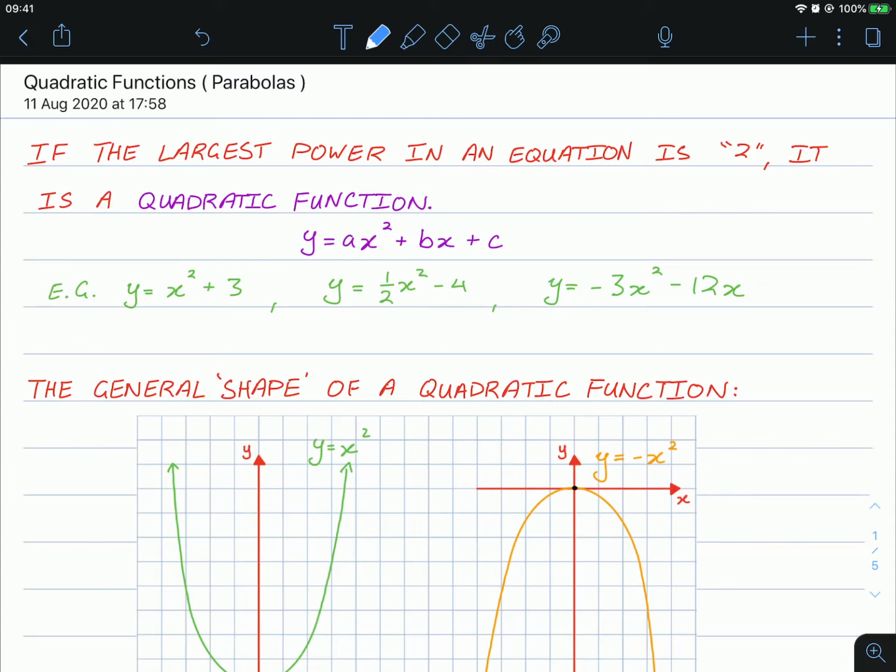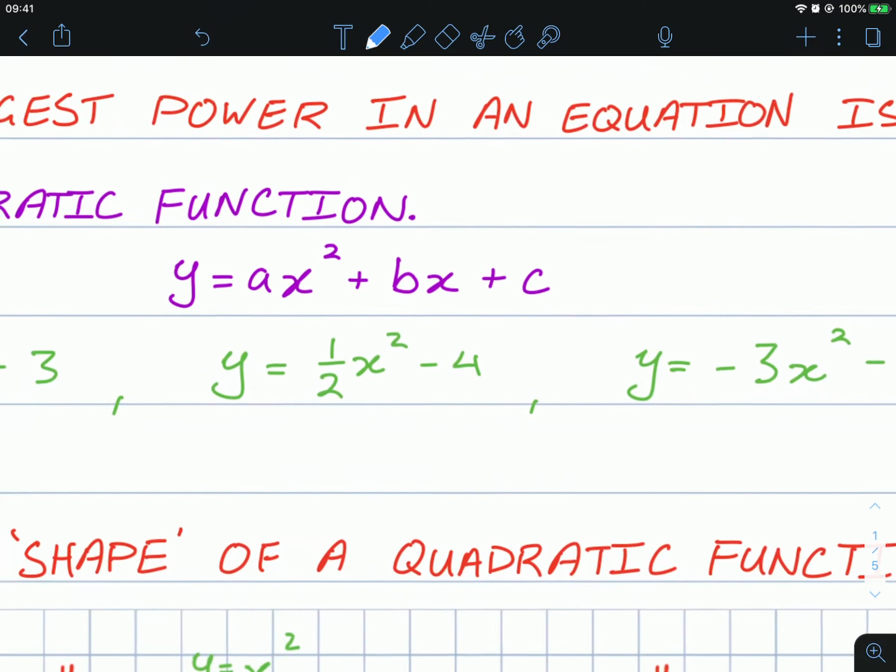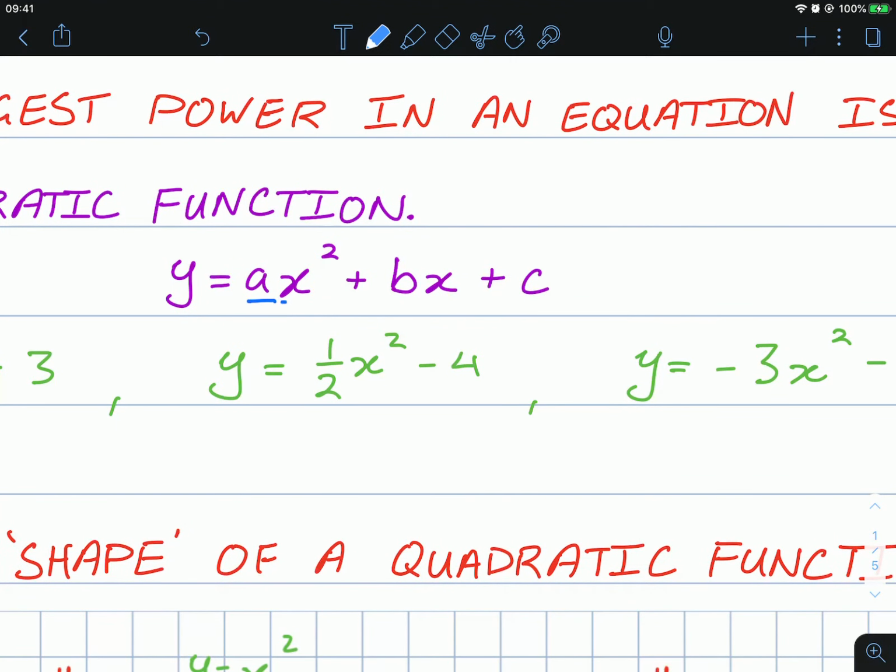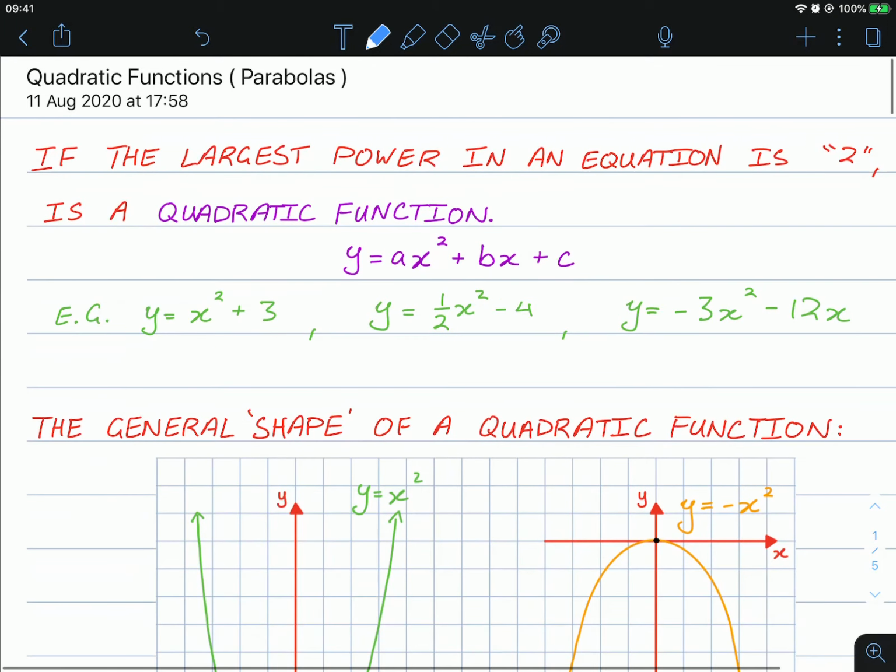Hello class, this is a video tutorial on quadratic functions. These are also known as parabolas. If the largest power in an equation is 2, it is a quadratic function. So for example, ax to the power of 2, notice how this 2 is the largest one. This entire thing will be considered a quadratic function.